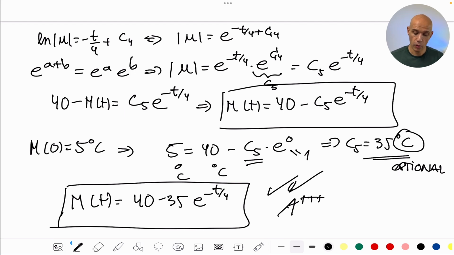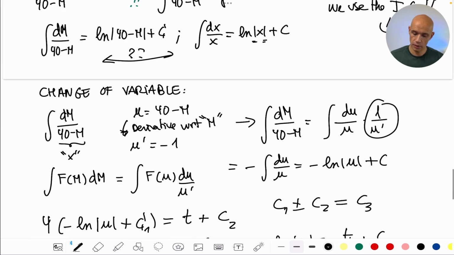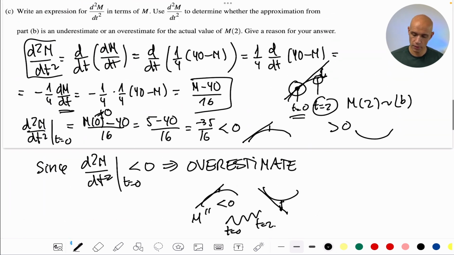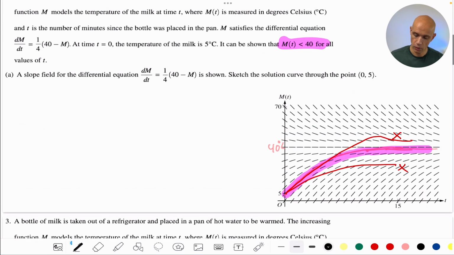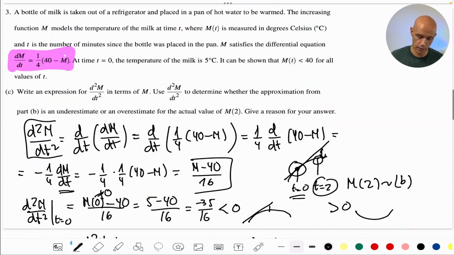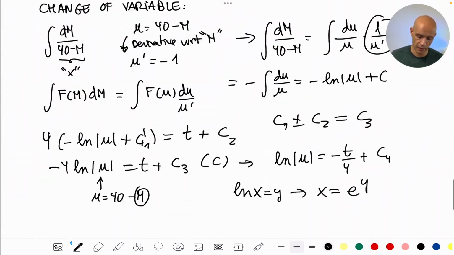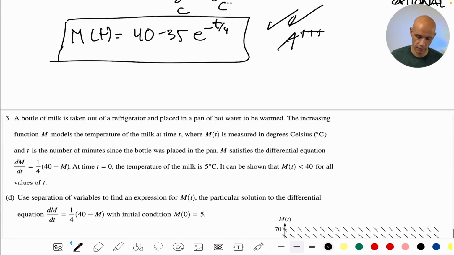So if we go back to the diagram with the arrows from some time ago, you can see that our graph was something like this, right? And it was approximating 40. There was kind of an asymptote here. So if we go now to our solution, let's see where it goes.